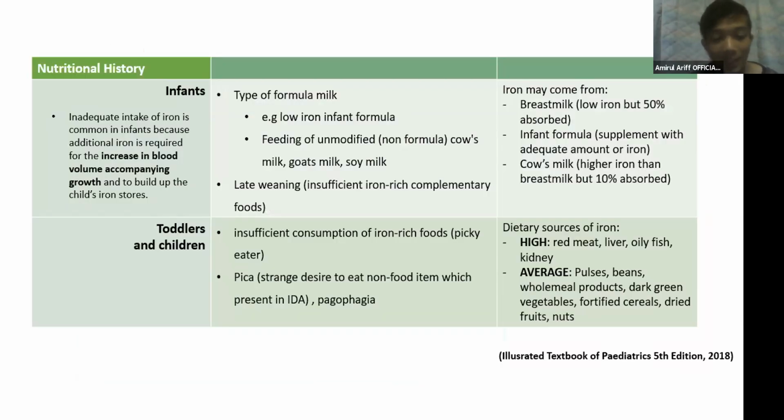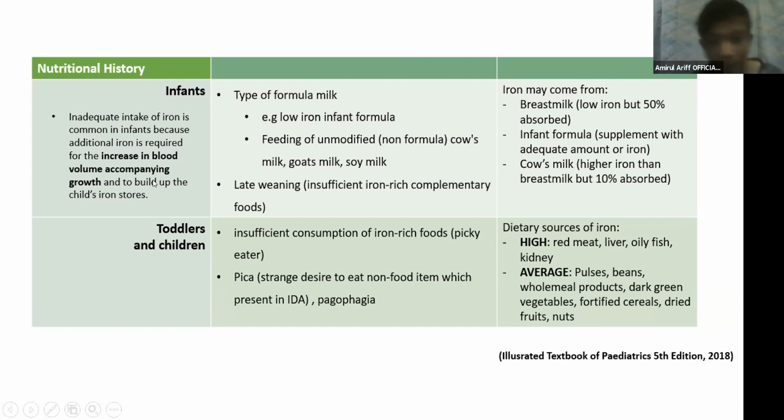So the other history that we need to ask is regarding the nutritional history. This is important because, as we know, nutritional insufficiency is associated with IDA, usually iron deficiency anemia. Inadequate intake of iron is common in infants because additional iron is required for the increase in blood volume accompanying growth. So you need to ask the nutritional history.